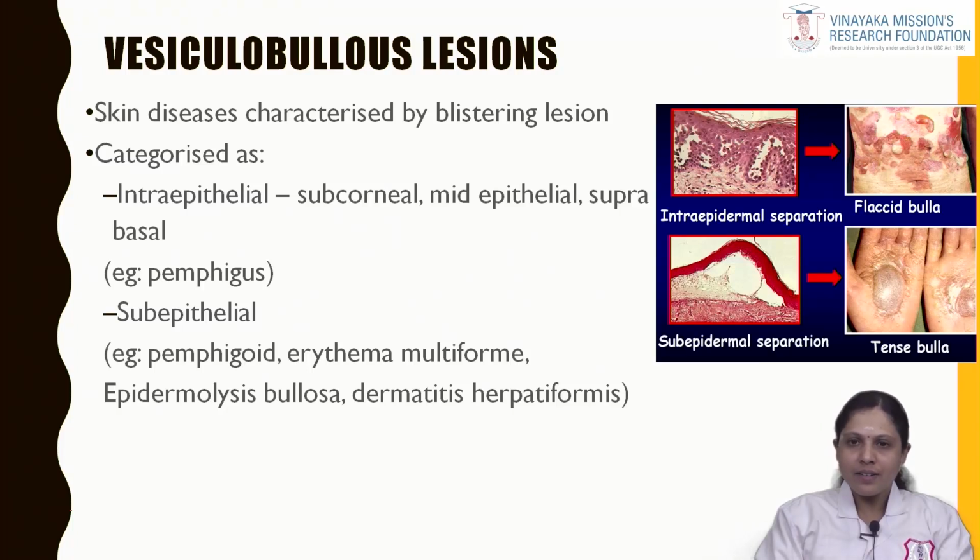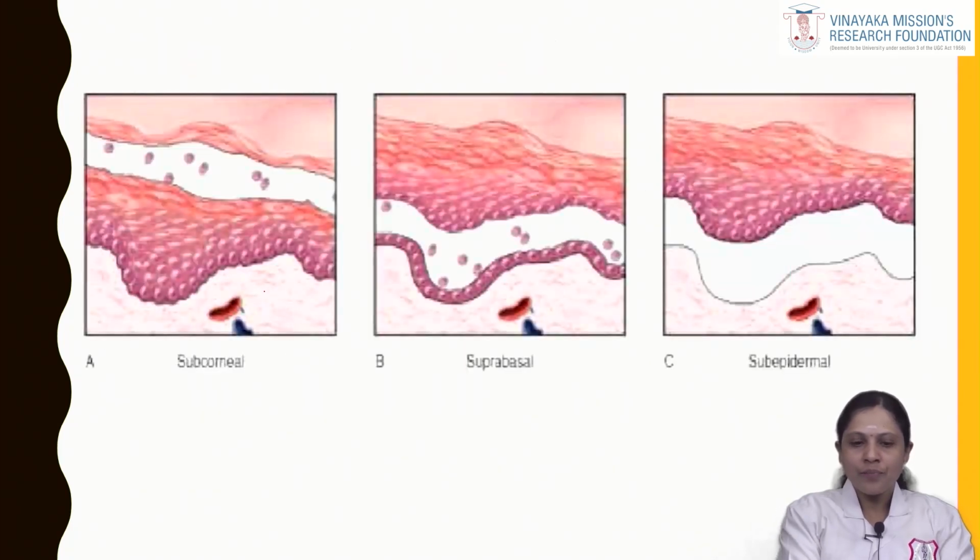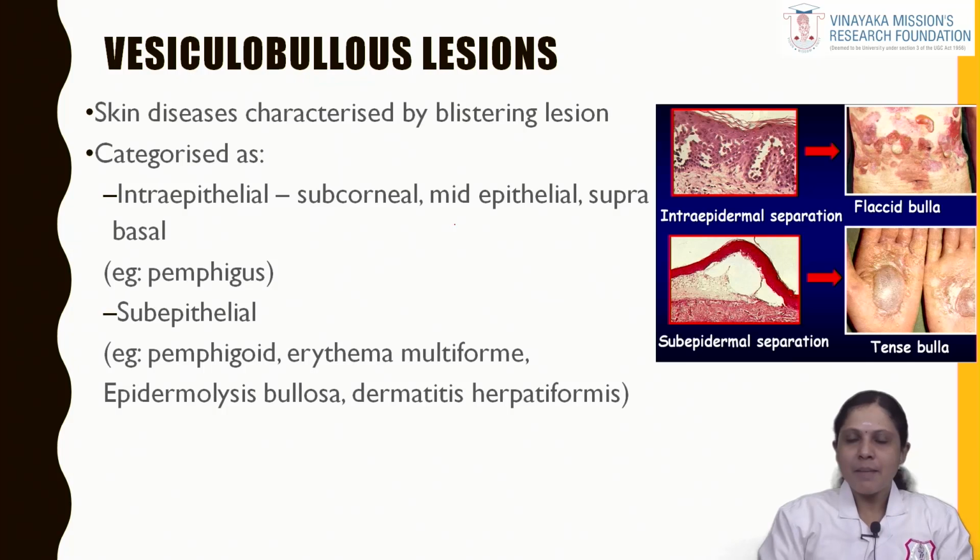Skin is characterized by blistering lesions. So it is categorized histopathologically as intraepithelial and subepithelial. Intraepithelial may be subcorneal, mid-epithelial or suprabasal. You see the picture over here, you can see this is in the corneal area and this is in the suprabasilar area. An example can be given as pemphigus.